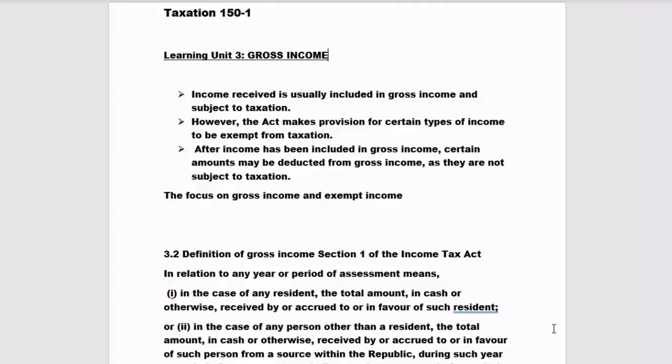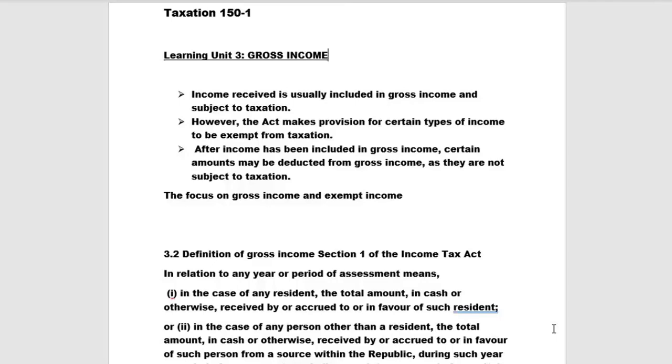In gross income, the income that has been received is usually included in the gross income, which is subjected to taxation. That will depend on what kind of income is received. However, the Act makes provision for certain types of income to be exempted, meaning that there are those that are not going to be subjected to taxation. You include them as part of your income, and then you create a line called exemption, meaning that you exempt that. So if they do not qualify to be part of your gross income, they have to be exempted.